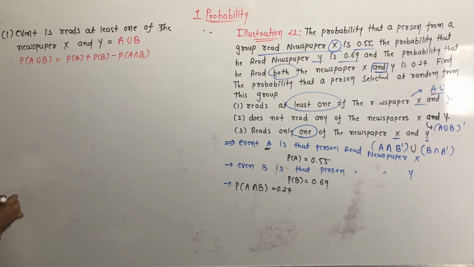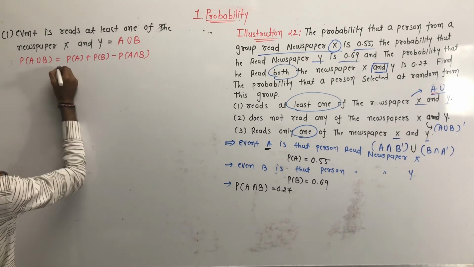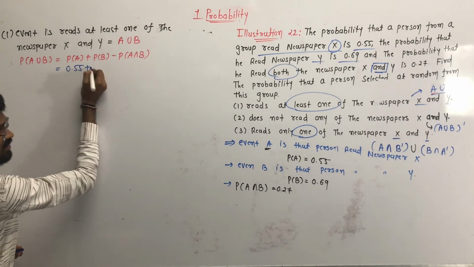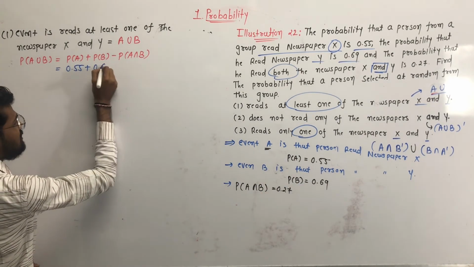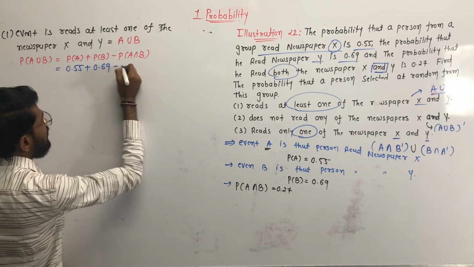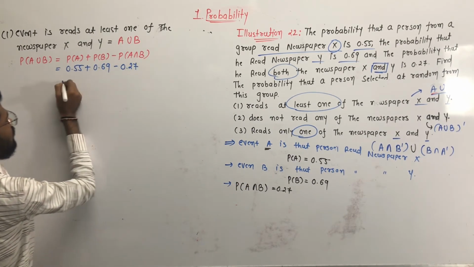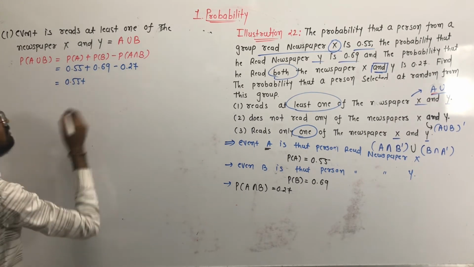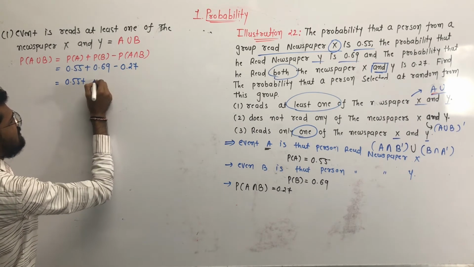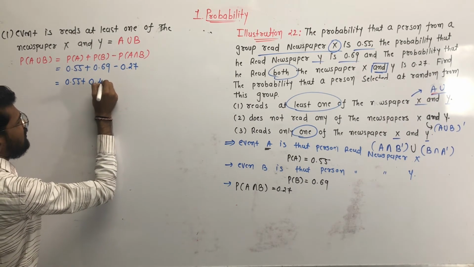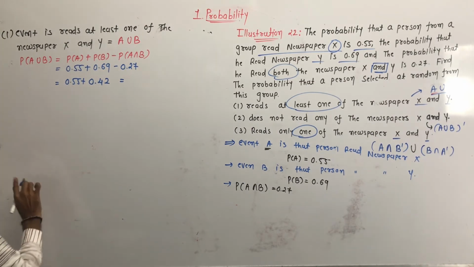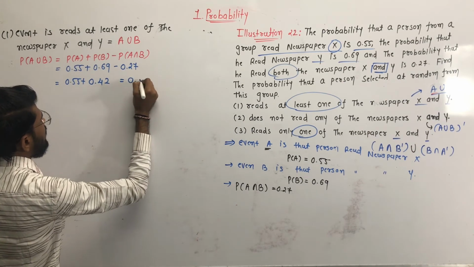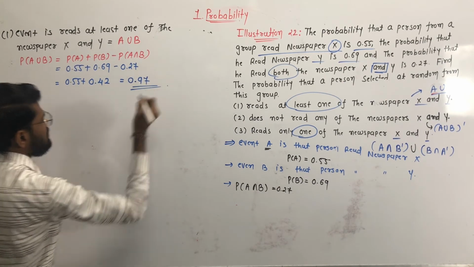Okay, put the value. P of A is equal to 0.55 plus P of B is equal to 0.69 and minus 0.27. Okay, so it will be 0.69 minus 0.27 is equal to 0.42. Yes, 0.55 plus 0.42 is equal to 0.97. Yes, this is our probability.